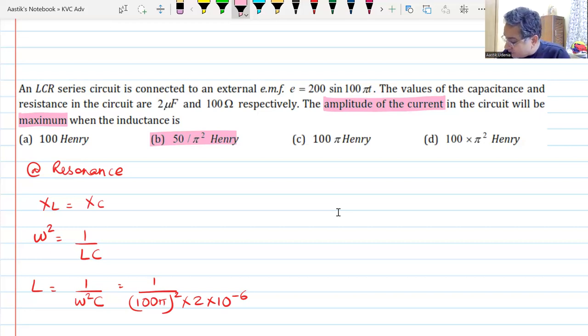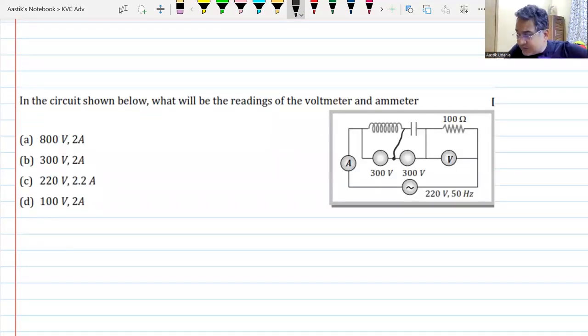Okay, that takes me to this question, the next question, and it comes on your screen now. You have three different voltmeters connected here. One is connected across the inductor, one is connected across the capacitor, and one is connected across the resistor. The values of the voltmeter across the inductor and capacitor are given. You are supposed to find out the readings of the ammeter, the current in the circuit, and the value of voltage V. I'll give you 2 minutes to give me the answer.